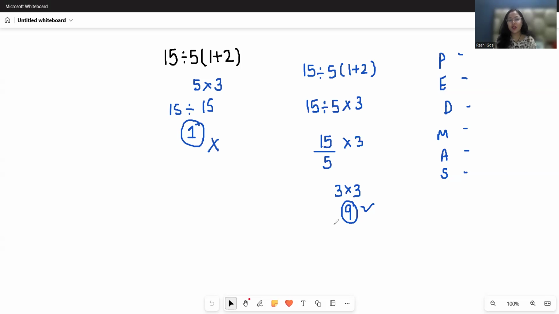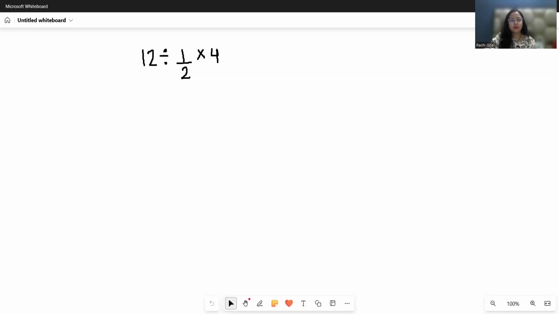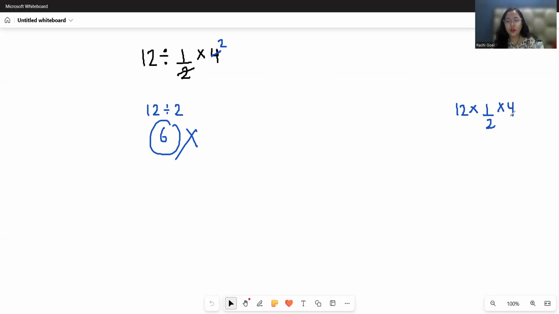So now let's learn the new expression. Our next expression is 12 divided by 1 by 2 times 4. So how can we solve it? People cancel out this 2 with 4 two times, and then 12 divided by 2, which is 6, which is the incorrect answer, because 12 multiplied by 1 by 2 times 4 and 12 divided by 1 by 2 times 4, they both are different questions.